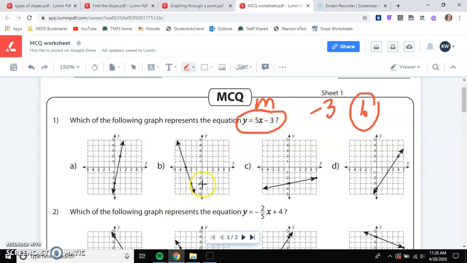Well, if it's not going through at -3, I can knock that off my list. So it is not that one, and it is not that one. It can't be, because they're not going through at -3. That's the first thing I check for. This one is, and this one also is. Now I'm going to do something else. I'm going to check for a positive slope, because the number 5 is my slope. Is it positive? Yep. Is this slope positive? Yes. Is this slope positive? Yes. Okay, that doesn't help me narrow it down any.